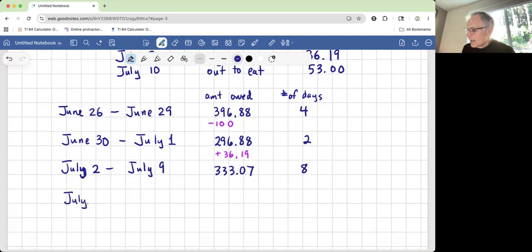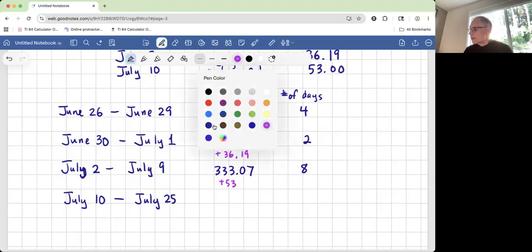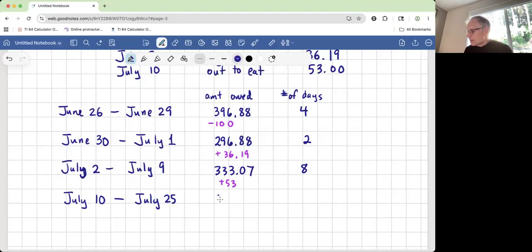And then we don't use that credit card for the rest of the time. So from July 10th through July 25th, we actually go out to eat. So we increase our debt again by $53 for those last days of the month. So for those last days of the month, we owe 386.07. So that's going to end up being 16 days. We end up getting 30 days.